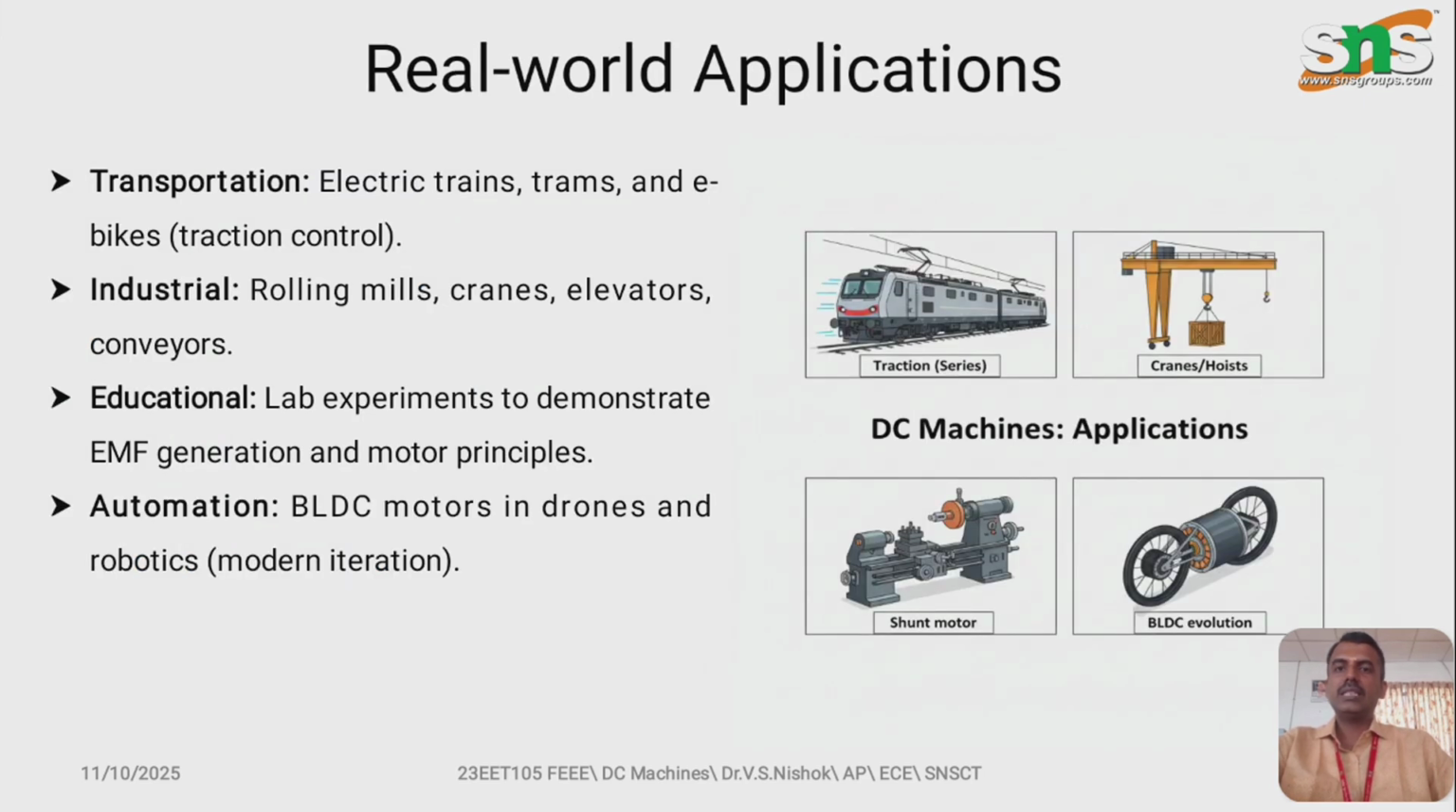So coming to the real world applications. Here these DC machines are utilized in laboratories, transportation, industrial purposes, educational purposes and automation purposes. Some examples are electric trains, trams and traction control units, and then rolling machines, conveyors, cranes, blowers, and we can also use them in drones and robotics, etc.